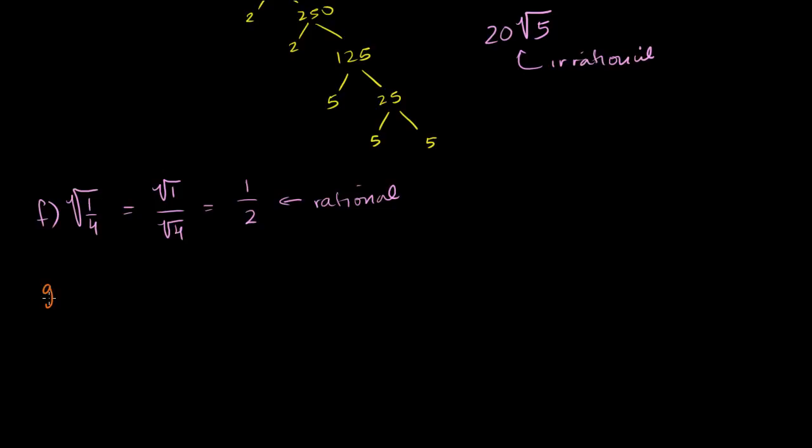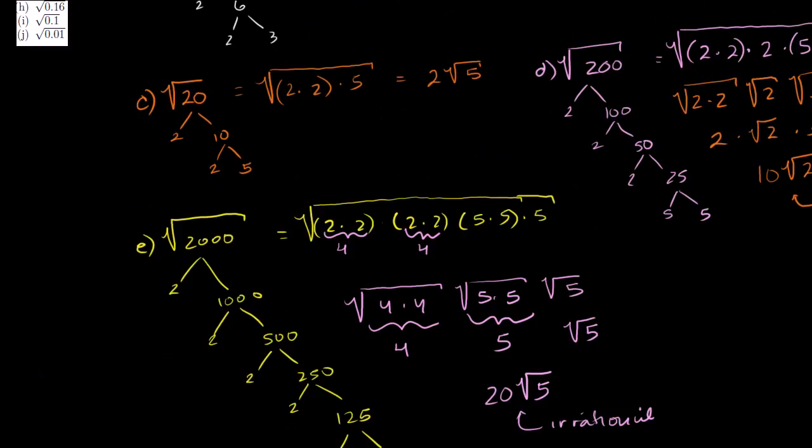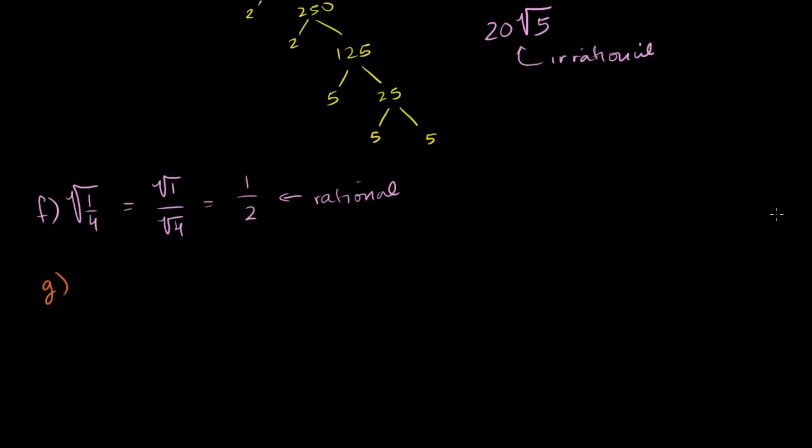Part G. Part G is the square root of 9/4. Square root of 9 over 4. Same logic. This is equal to the square root of 9 over the square root of 4, which is equal to 3 over 2. Let's do part H. Part H. The square root of 0.16. Now, you could do this in your head if you immediately recognize that, gee, if I multiply 0.4 times 0.4, I'll get this. But I'll show you a more systematic way of doing it if that wasn't obvious to you.